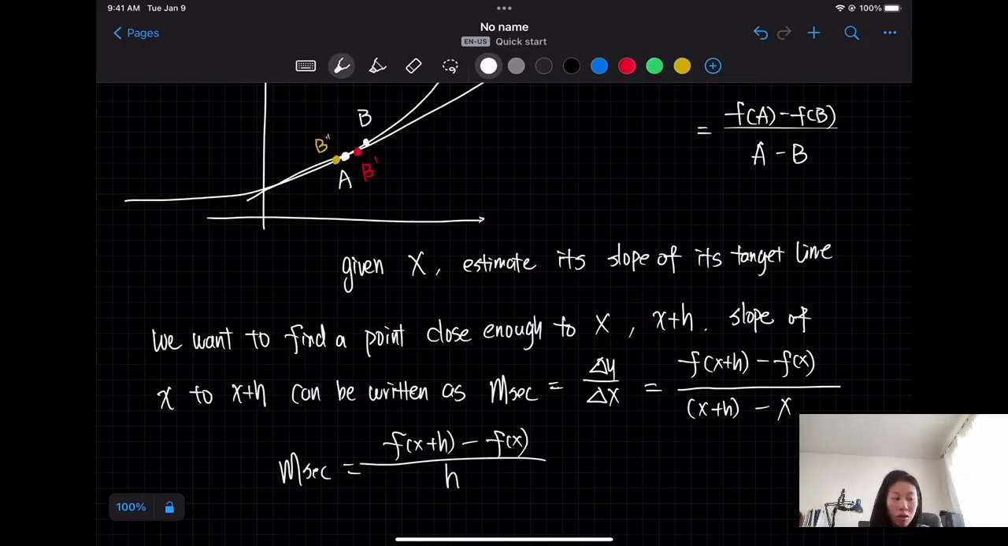This is also called the difference quotient. You may see it somewhere in your pre-college algebra classes, pre-calculus class or college algebra classes. As long as h is small enough, the slope is going to approach the slope of the tangent line.